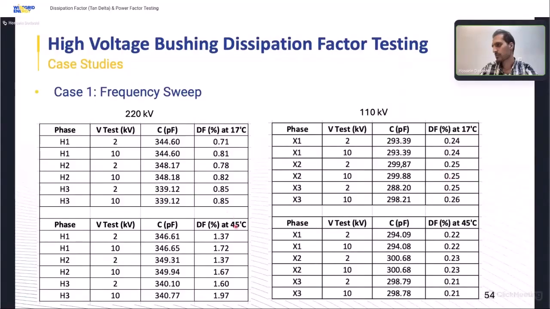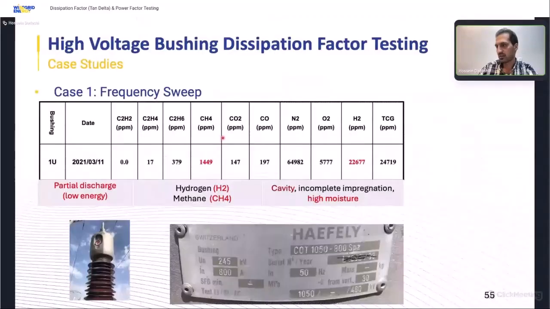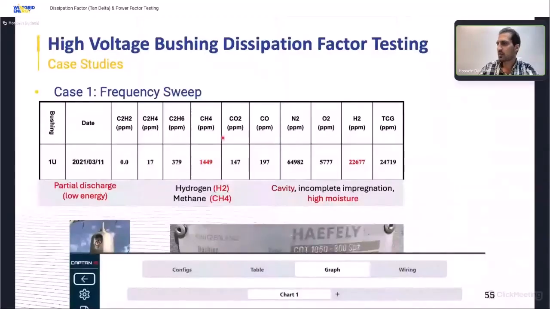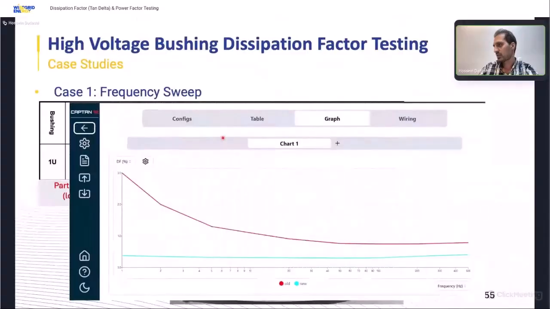But for the high voltage side, at 45 degrees we have a dissipation factor 2 times that at 17. So it's not acceptable, and we should look for insulation degradation or something like this. Also, in that case, we did DGA analysis, and we found low energy discharge or partial discharge inside the bushings because of high moisture or a cavity. And finally, the frequency sweep showed it to us.